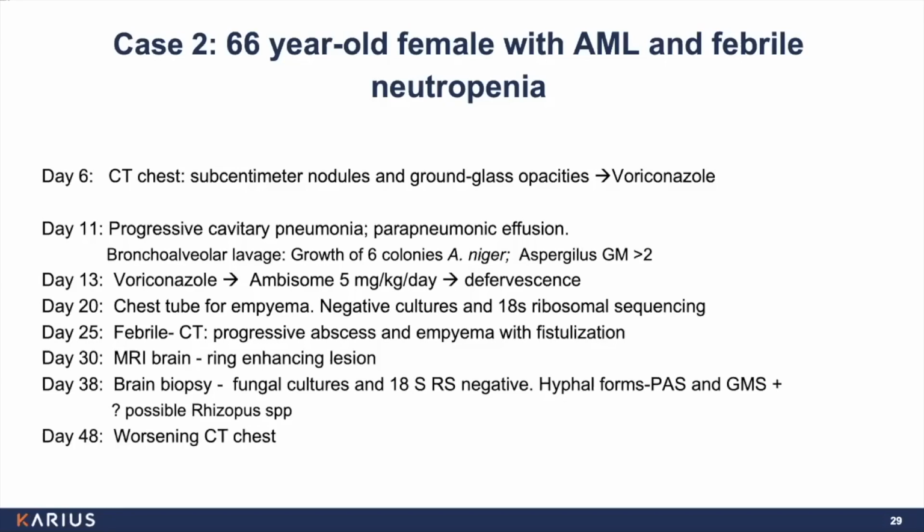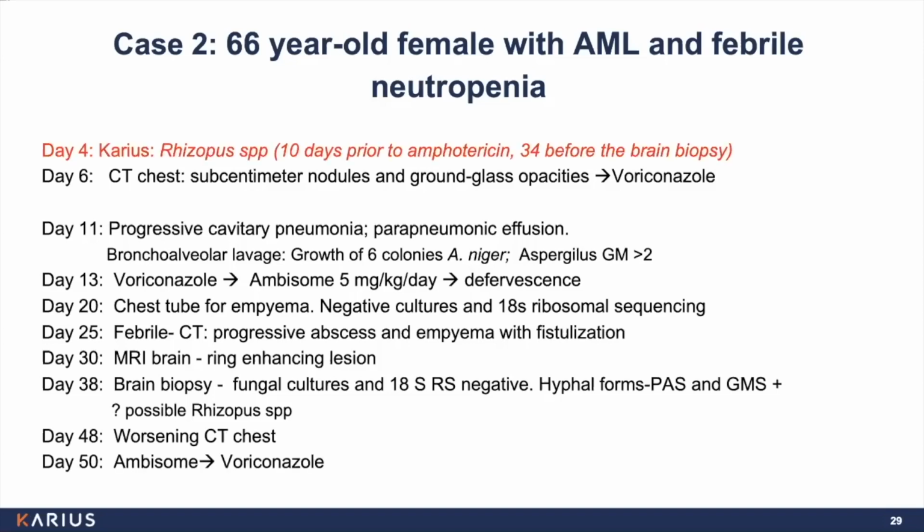On day 48, she continued to worsen on radiological grounds. On day 50, she ended up being changed back from AmBisome to voriconazole per patient preference. Now, what is interesting here is that on day 4, the Karius test detected Rhizopus species, which is 10 days prior to the amphotericin initiation and 34 days prior to the brain biopsy results that were consistent with possible Rhizopus on histopathology. The test was repeated on day 7, and again, it showed Rhizopus species.